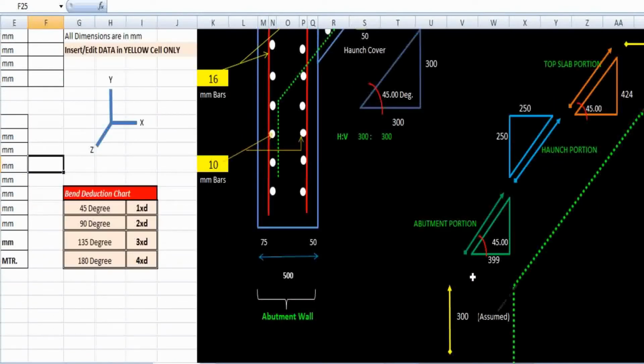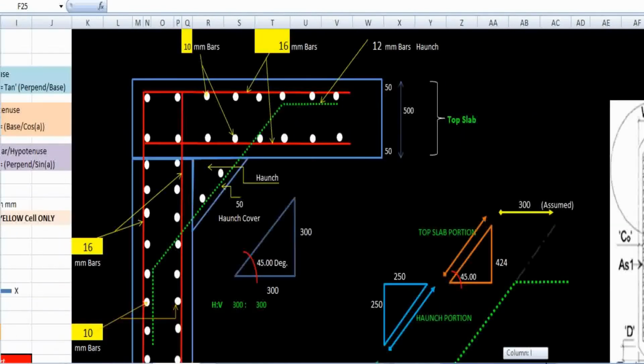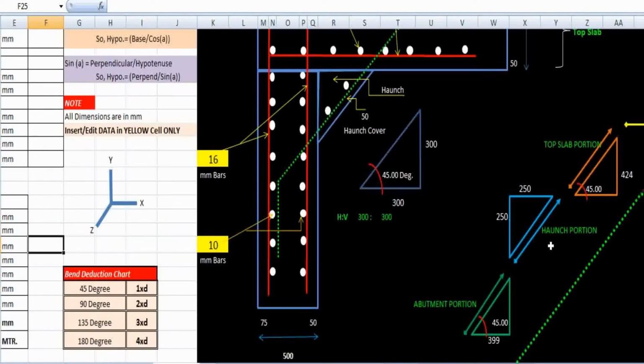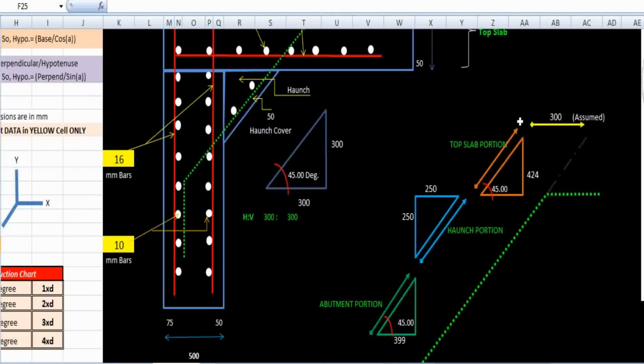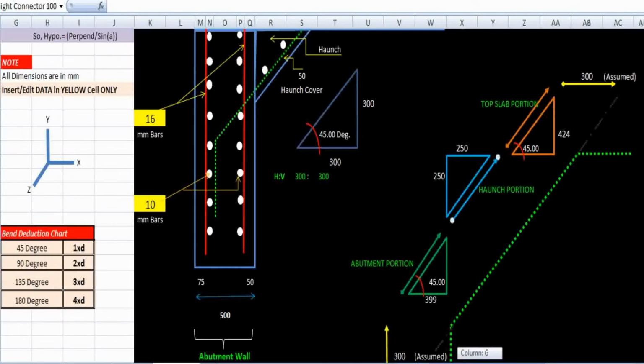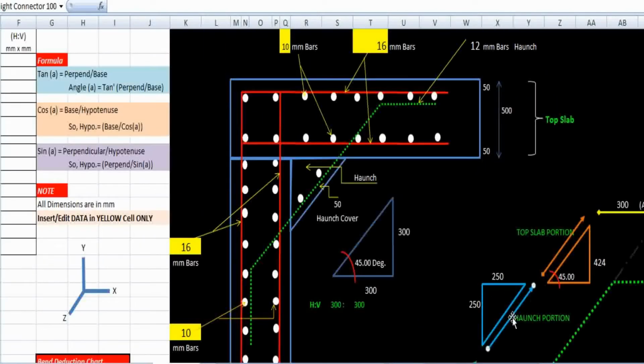So part 1 is completed, part 5 is also completed, and part 2 is also completed. Remaining are part 3 and part 4. So let's jump to the topic here, part 5. Okay, so part 5 is here. Let's see where it is. So part 5 is considered as here.